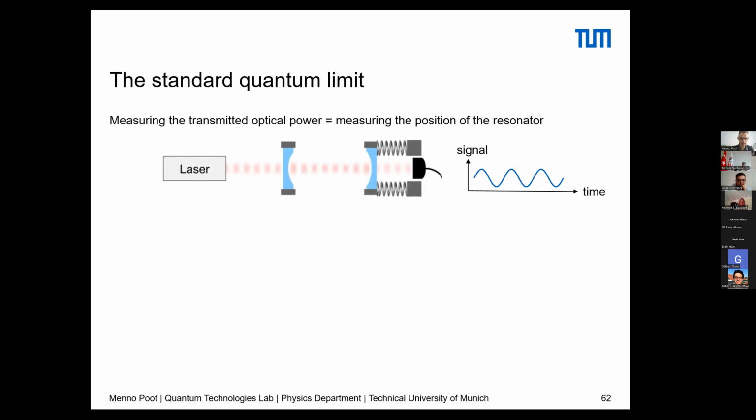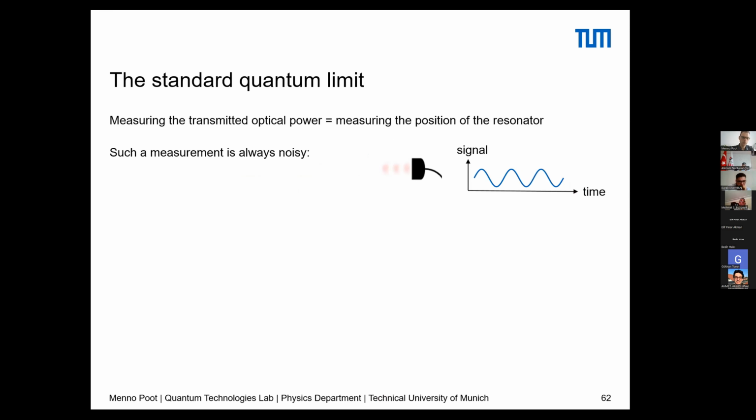We have now seen this picture many times where we have an optomechanical system, and then at the end of the detector, when the resonator is moving back and forth, we'll have an oscillating signal as a function of time. However, when you try to do such an experiment, you'll see that such a measurement is always noisy.